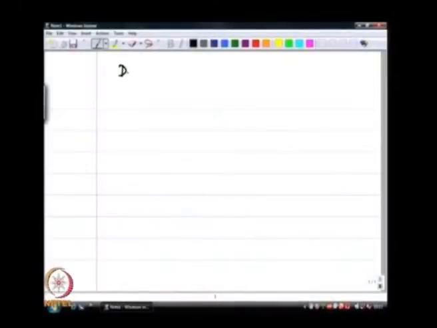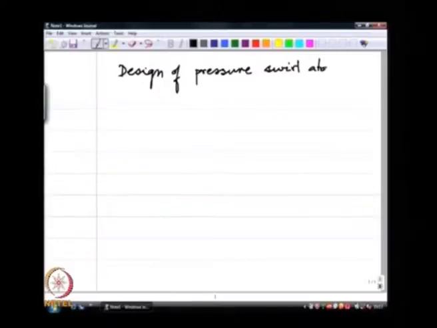Welcome. We will continue our discussion on sprays, but we will switch gears slightly. We will start to look at the insides of some of these atomizers and nozzles. So, for the next few lectures, we will talk about the design of atomizers, and we will begin with the design of a pressure swirl atomizer.